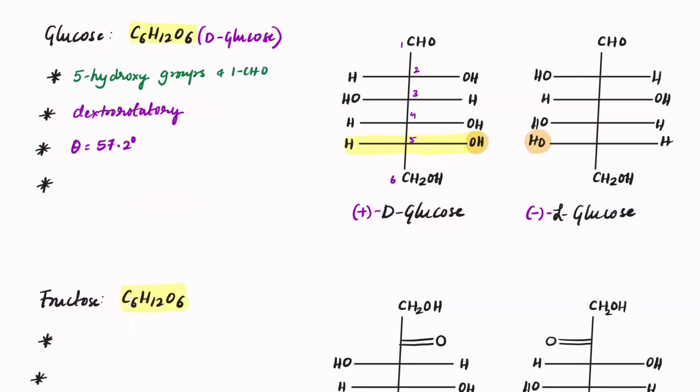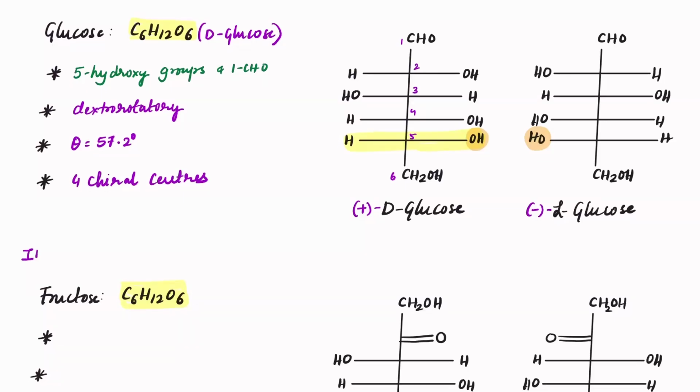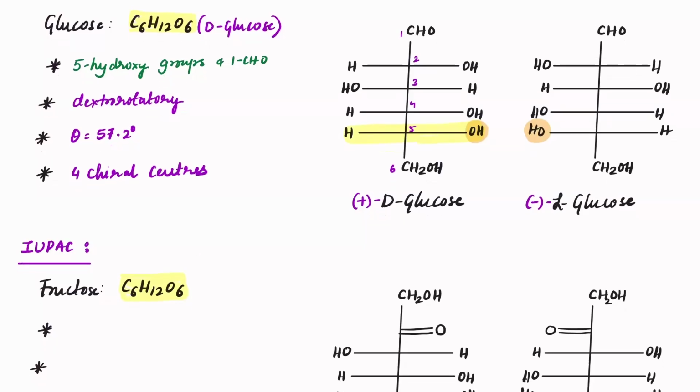And now notice that on the second, third, fourth, and fifth positions, there are chiral centers. So in total, we have four chiral centers here, correct? If you have four chiral centers and have to write the IUPAC name for glucose, what would that be? The IUPAC name would be like this.